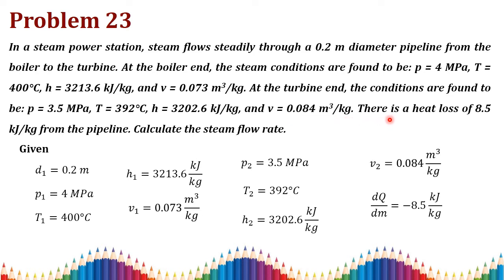So there is heat loss. Heat is lost from the system to the surroundings, from the pipe to the atmosphere. So there is a heat loss of 8.5 kilojoule per kilogram from the pipeline. So Q is equal to minus 8.5 kilojoule per kilogram. Here the unit is per kilogram, so we have to write dq by dm.